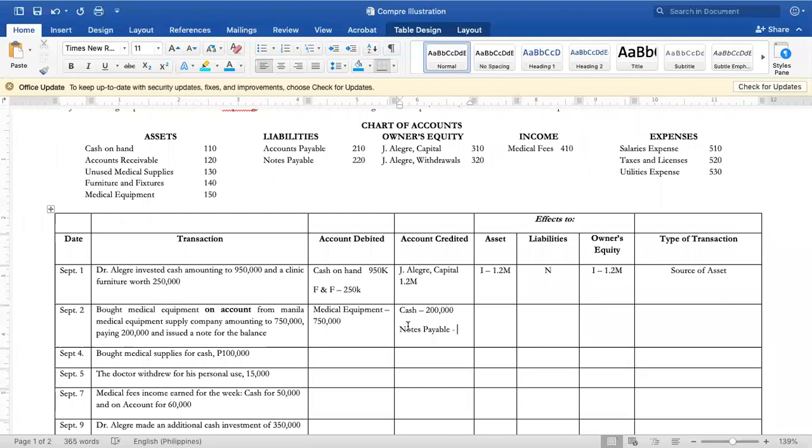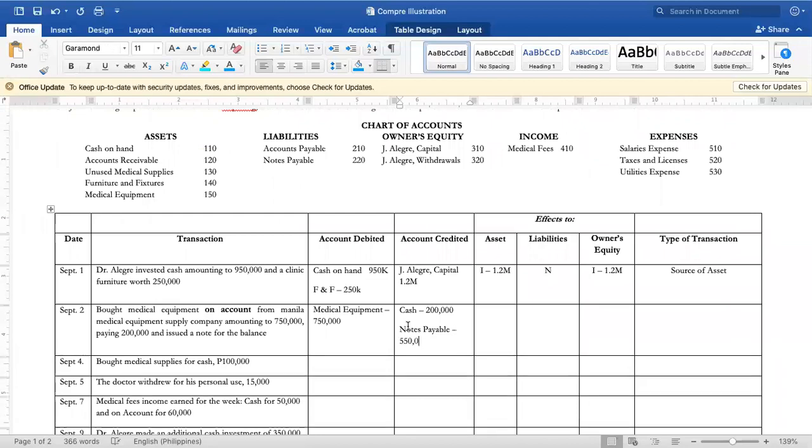That is the balance, that is 550,000. Okay, so in this case, we have one debit account, and we have two credit accounts. But the question, does the total of your debits and credits balance? Yes, balance. There are two accounts on the credit side.